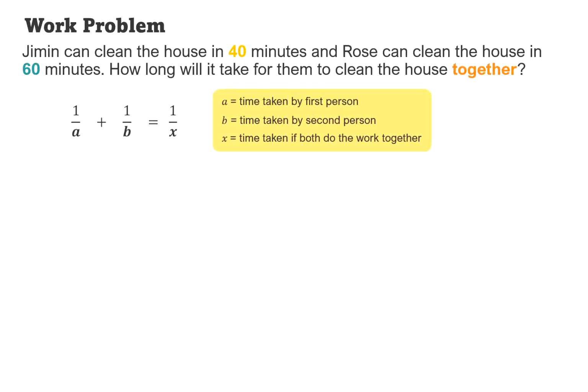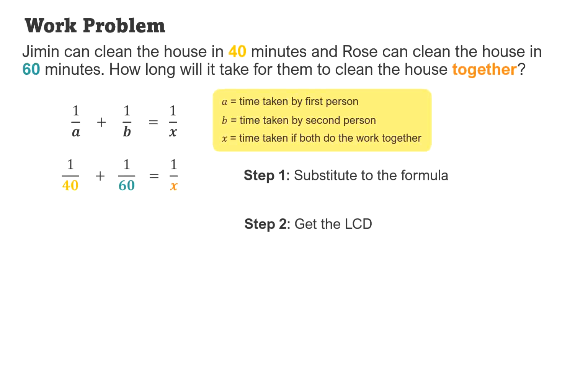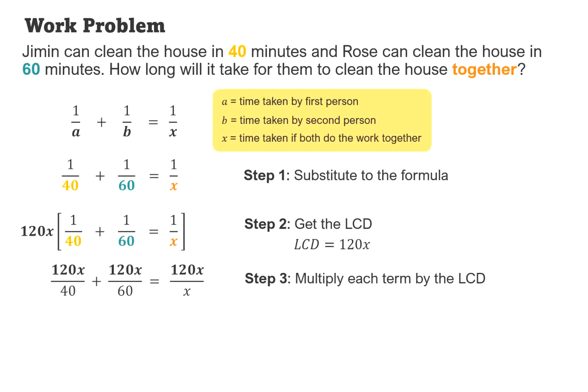Now, we simply substitute yung mga given sa formula. So, yun yung step number 1 natin. So, 1 over 40 plus 1 over 60 is equal to 1 over X. Now, yung next step natin, we have to get yung LCD. So, yung LCD natin, we have here 120x. So, yung 120x, ang gagawin lang natin, we're gonna multiply it doon sa ating equation. So, distribute lang natin. We will come up with an answer of 120x over 40 plus 120x over 60 is equal to 120x all over x.